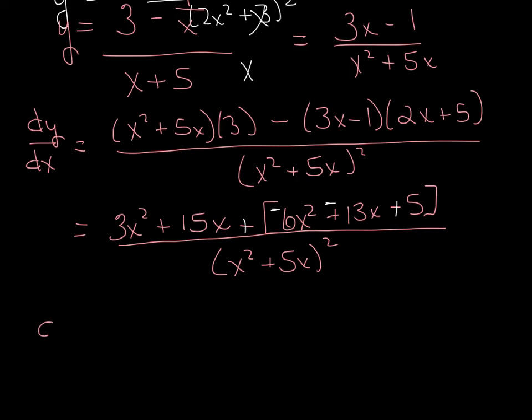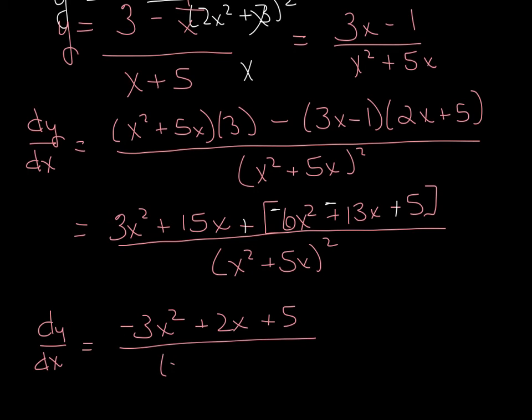And dy/dx equals 3x squared minus 6x squared, 15x minus 13x plus 5, over x squared plus 5x squared. Don't forget your denominator. And that is our final answer for that problem.